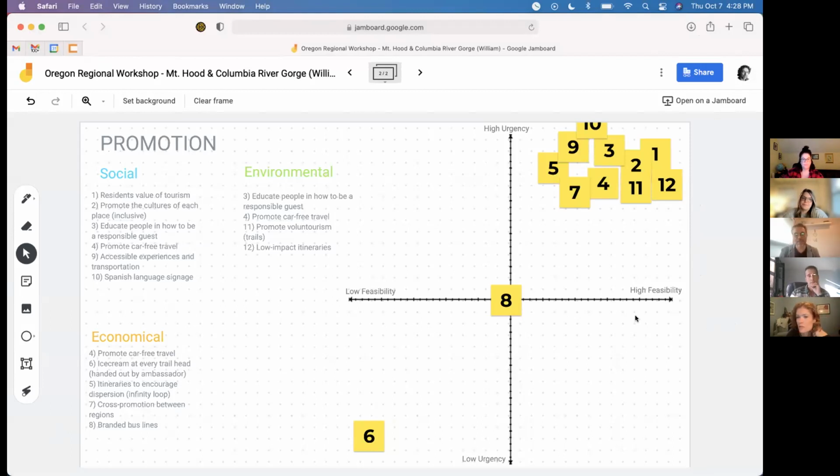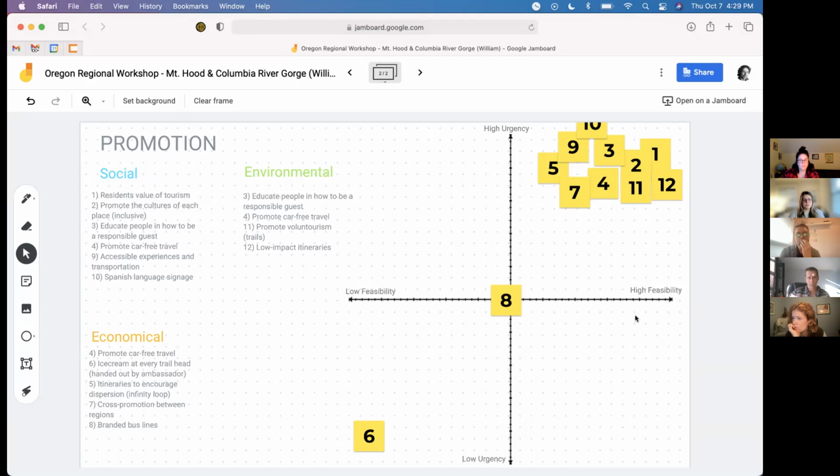On the social side, kind of promoting to the residents the value of tourism, and that came up in our last discussion as well, in the last breakout session, of getting them involved as well. Promoting cultures of each place, inclusivity, definitely trying to narrow down each place. We talked about how Oregon as a whole is so diverse. There's so many different things. So trying to promote Oregon and then get your area in there sometimes gets lost in the noise. So really promoting your individual place with its own voice.